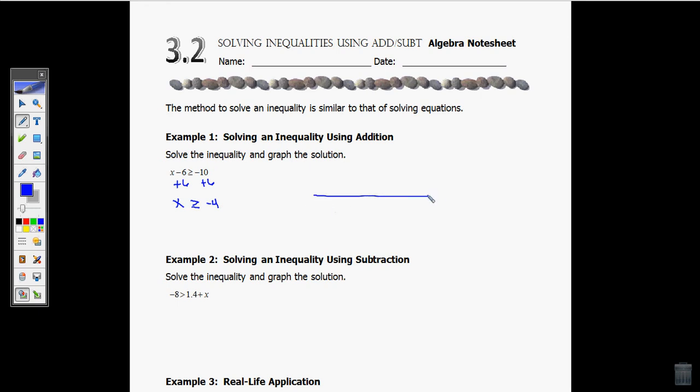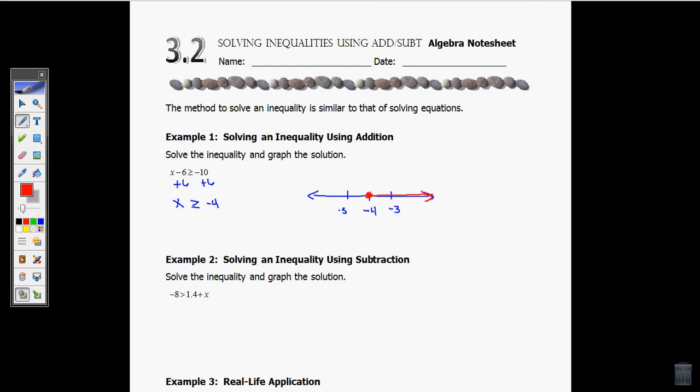I should graph the solution because that's part of my directions. So negative 4, let's say this will be negative 3 over here. This will be negative 5. And let's graph it out. It's greater than or equal to, so it's solid. And then greater than means I'm going to point in that direction. Beautiful.